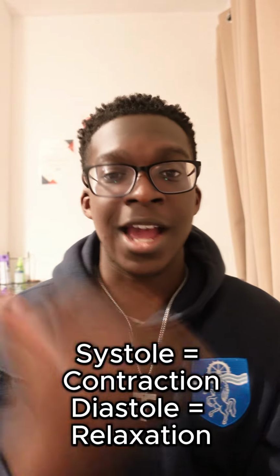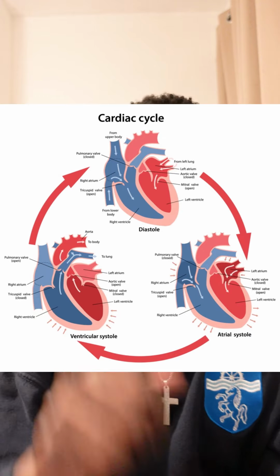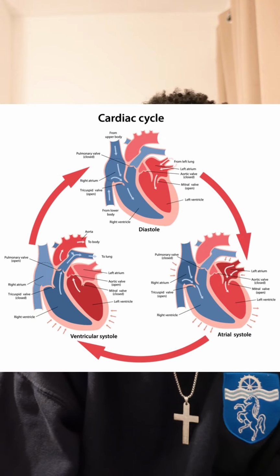Now we can get into our 3 stages of the cardiac cycle. Remember, systole means contraction, diastole means relaxation. So we've got atrial systole, atrial contraction, ventricular systole, ventricular contraction, and then cardiac diastole, the whole heart relaxes.